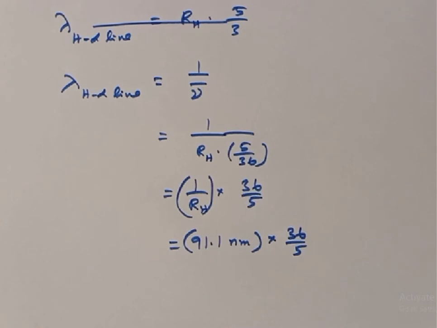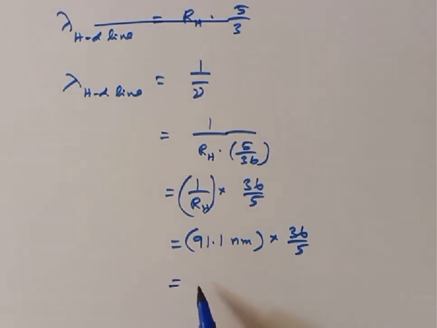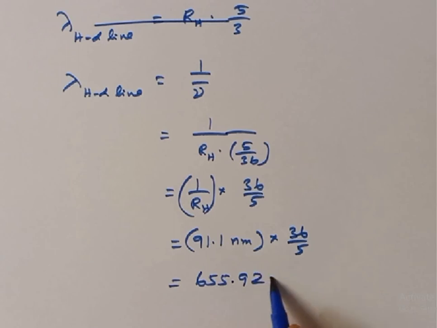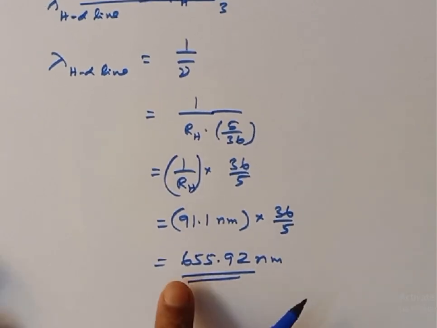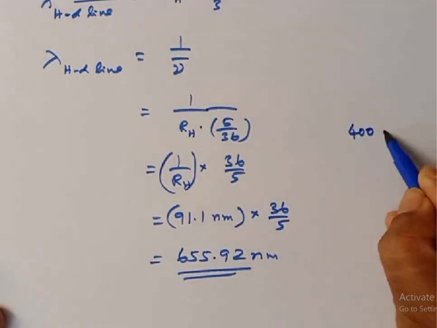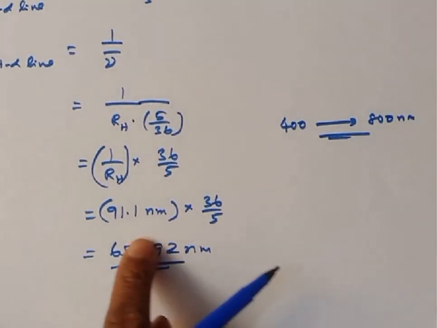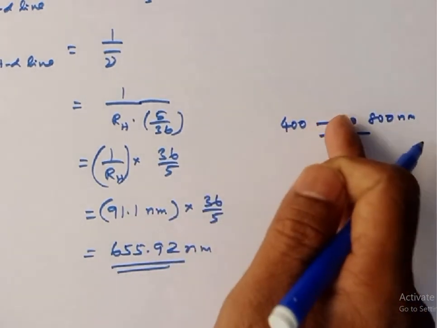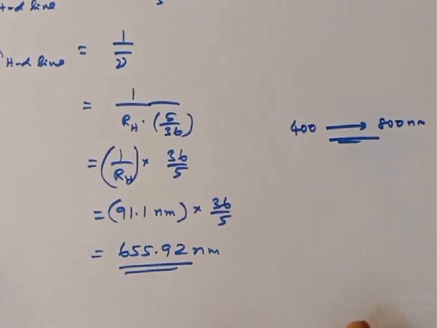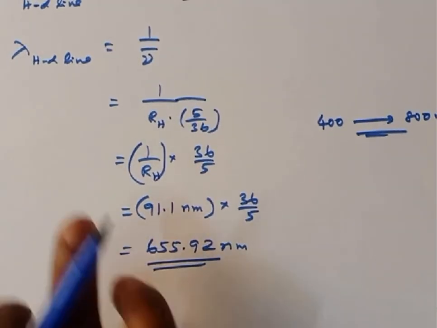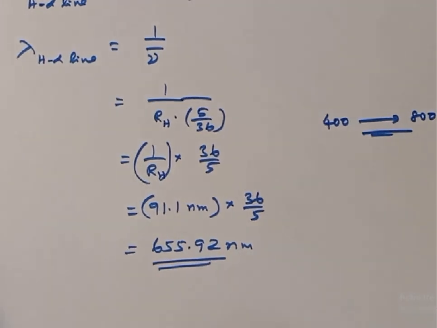So what we get is, let me give the value: 91.1 into 36 divided by 5. We get a value of 655.92 nanometers. I have told you 400 to 800 nanometers is the range for visible. So 655.92 comes in this range. So this is actually a Balmer line, and this is the first Balmer line, or wavelength of the H alpha line. You can say that.